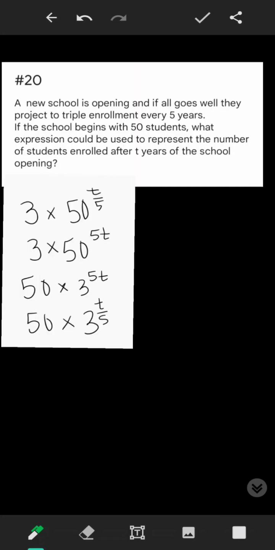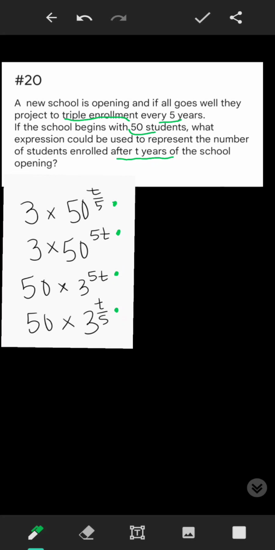A new school is opening, and if all goes well, they project to triple enrollment every 5 years. The school is going to begin with 50 students. So what expression could be used to represent the number of students that have enrolled after T years of the school being open? I like math because when it's multiple choice, you can just kind of work with these equations and manipulate them a little bit and see which one is really working for you.